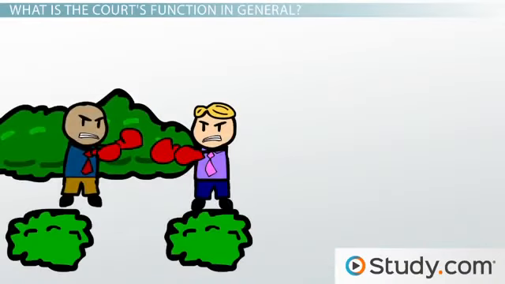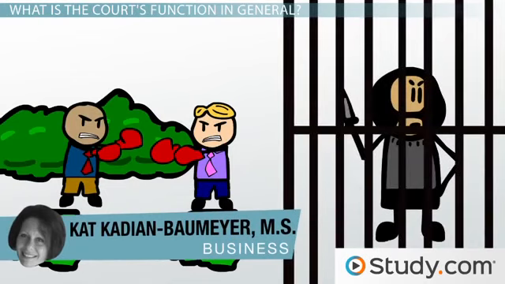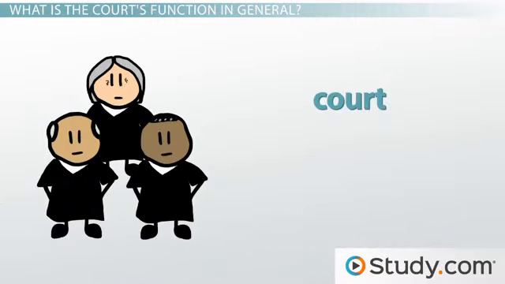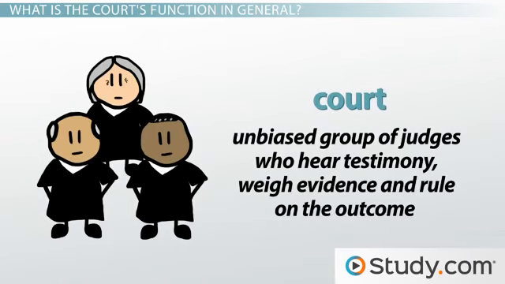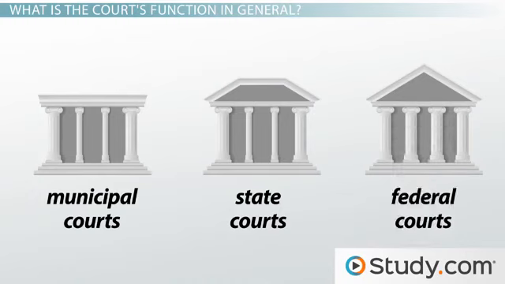Whether it is dealing with two neighbors squawking over an overgrown shrub or sentencing a murderer to many years in prison, a court's function is essentially to keep the peace. A court, whether municipal, state, or federal, is made up of an unbiased group of judges who hear testimony, weigh evidence, and rule on the outcome of a civil or criminal trial.